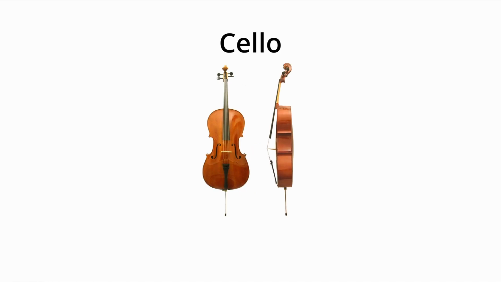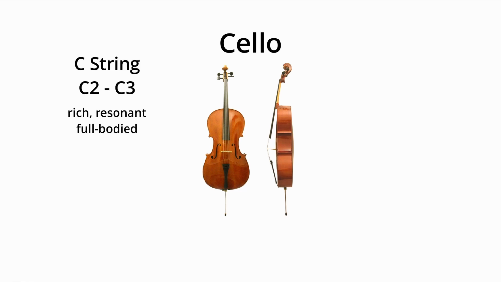The cello strings are tuned the same as the viola, only an octave lower. The C string has a range of C2 to C3 and is rich, full-bodied, and very resonant. The cello is capable of powerful and somewhat dark melodies in this range.